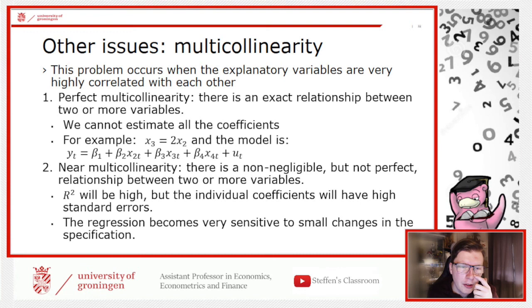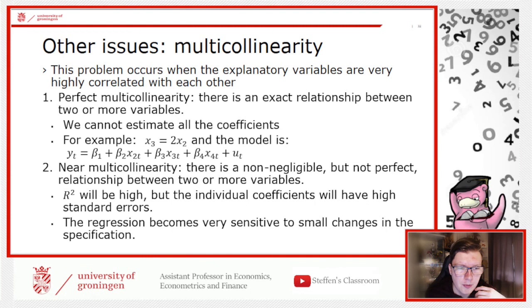So the thing is, you have between two or more variables a high correlation, but not perfect. So it's near perfect, say, right? What do you get? You get an artificially high R squared, but the individual coefficients in your model would have very high standard errors. That is, they would probably be insignificant as a result of these very high standard errors, right? Because the higher the standard errors, the smaller the t-stats, the higher the p-value, and the more likely you are to not reject your null hypothesis.